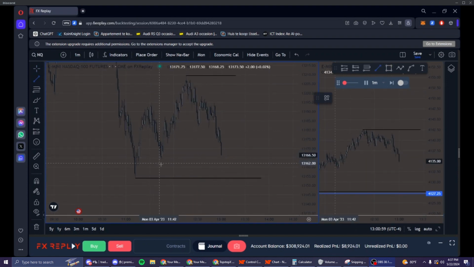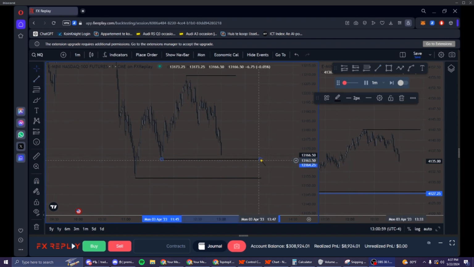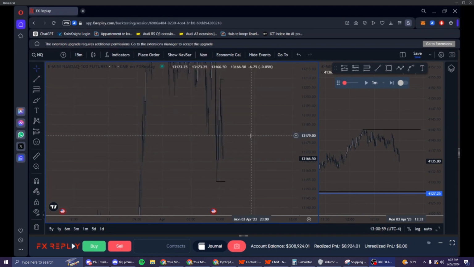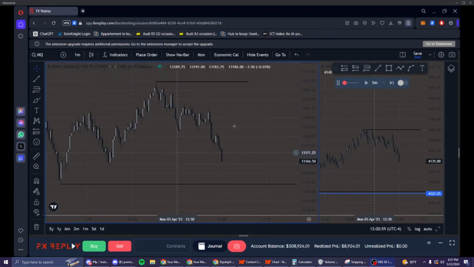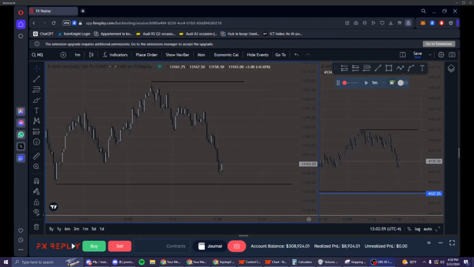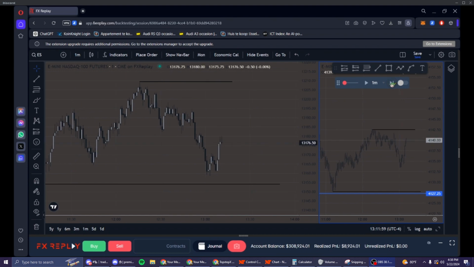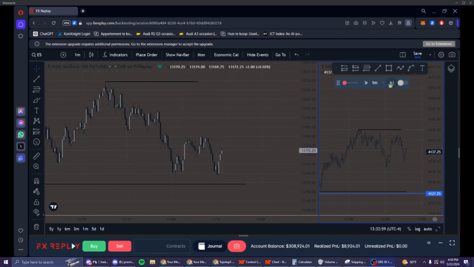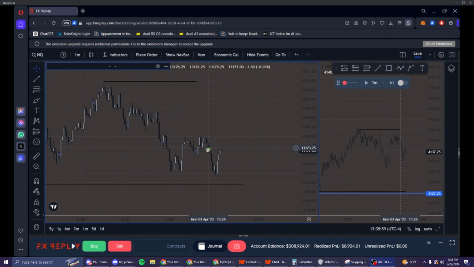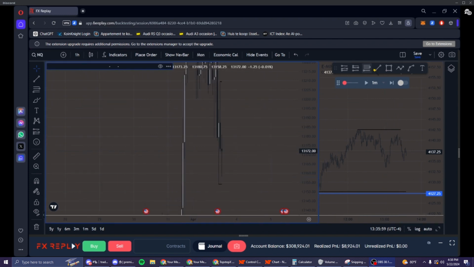We have a point of interest that is pretty much tapped already. I'll look for 15-minute rebalances, 5-minute rebalances, which I don't see. Okay, is this in a high time PD array? It is inside of the 1 hour. So that's fire.